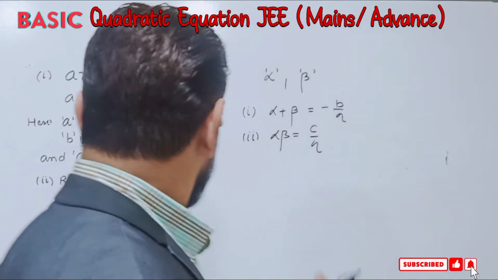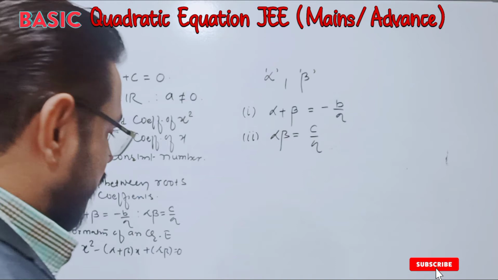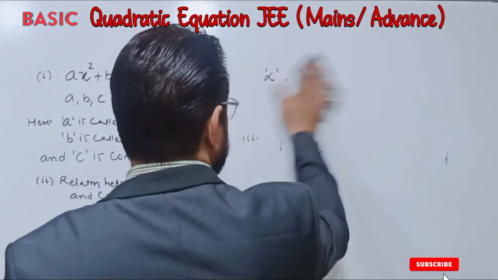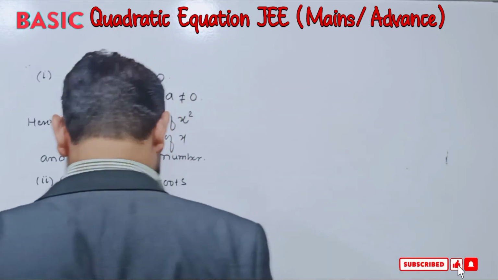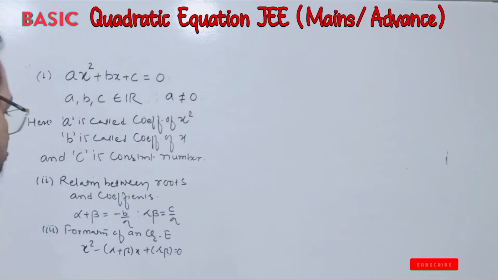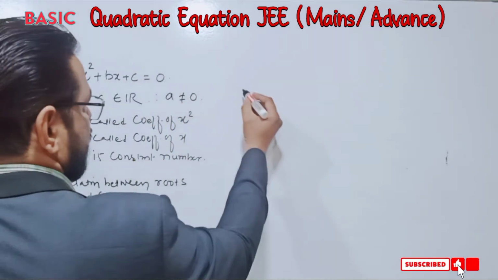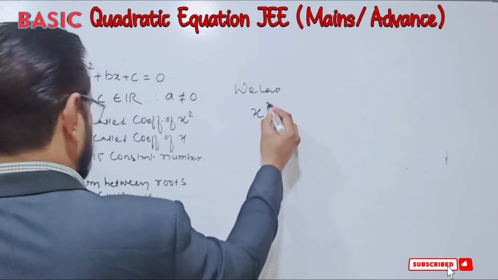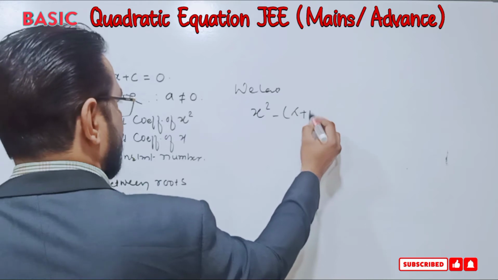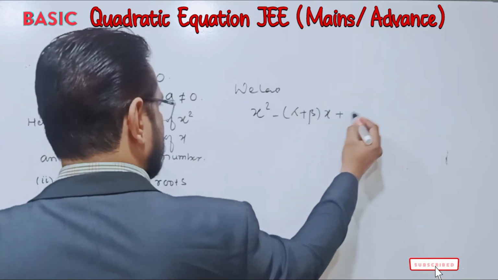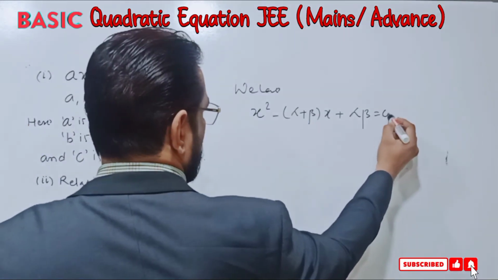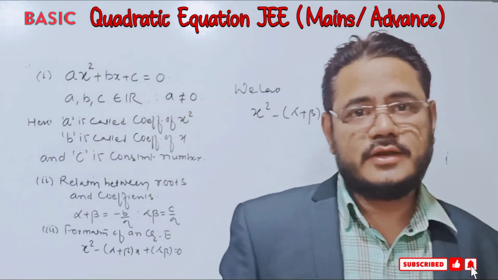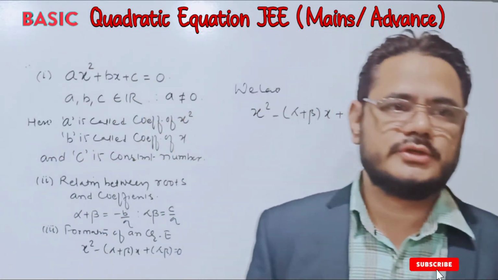Now my next point is formation of a quadratic equation. How to find the quadratic equation, how to form a quadratic equation. With this relation we can form any quadratic equation, that is we have x square minus (alpha plus beta) into x plus alpha into beta equals to 0. Now with the help of this relation we can form any quadratic equation.